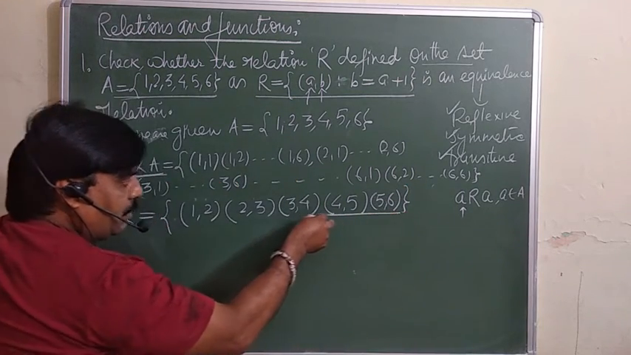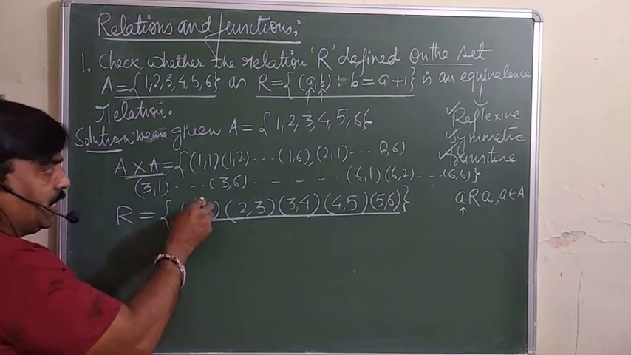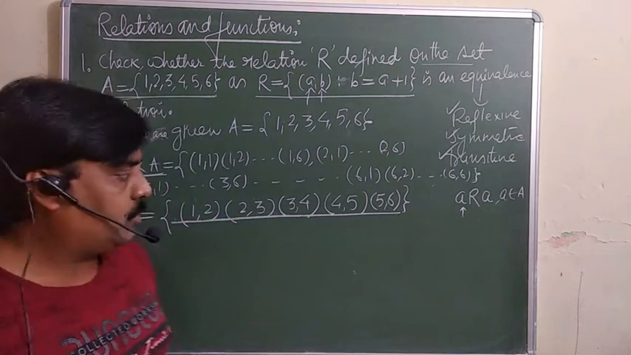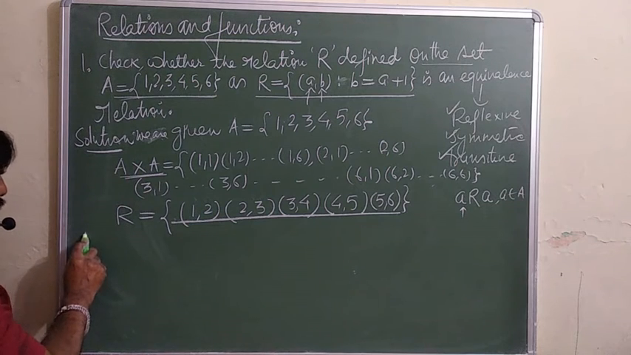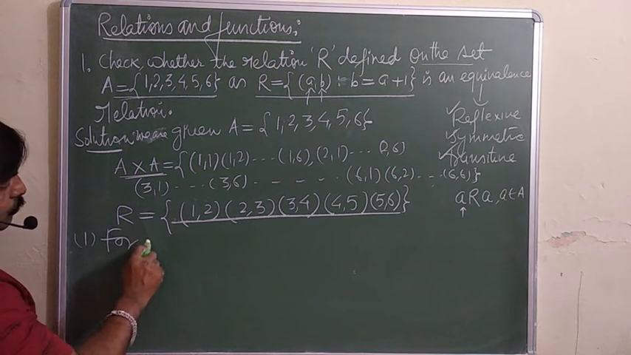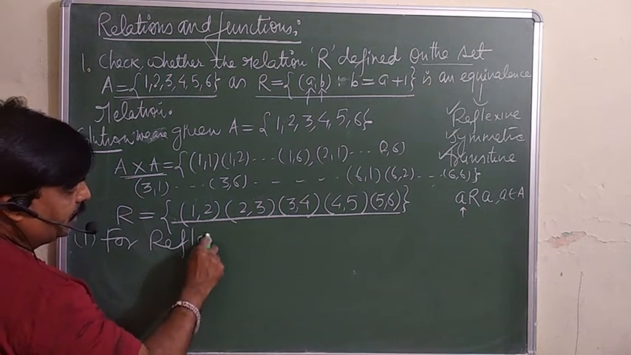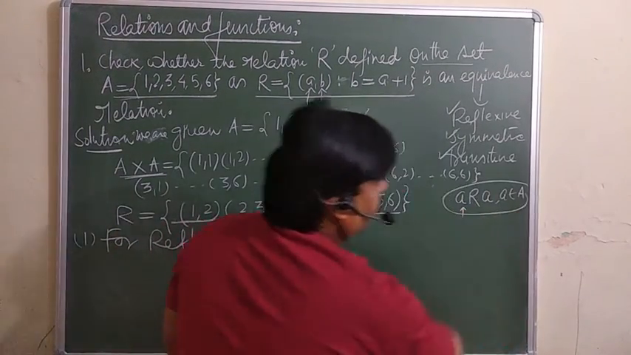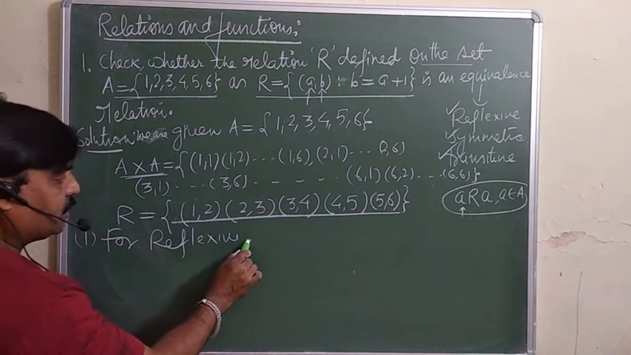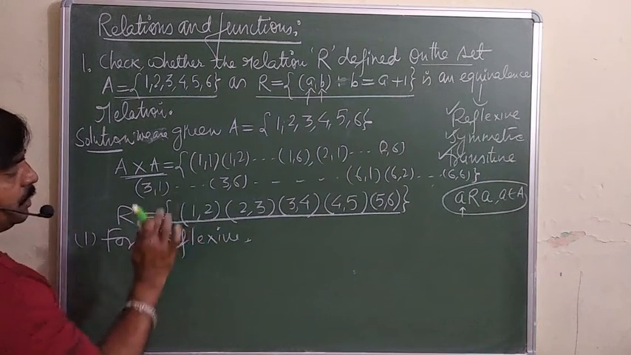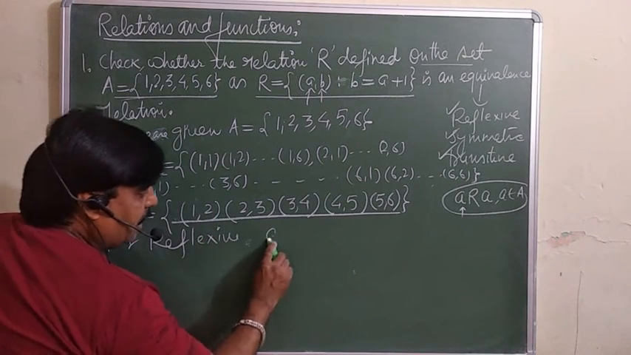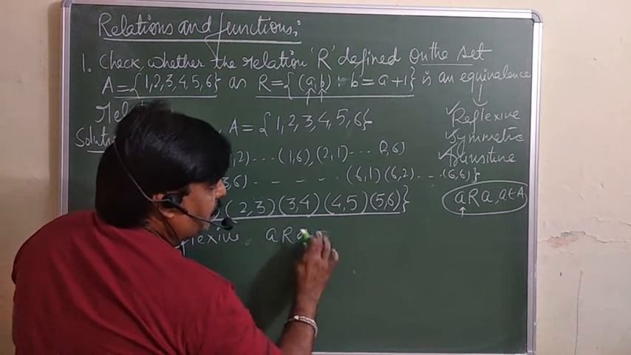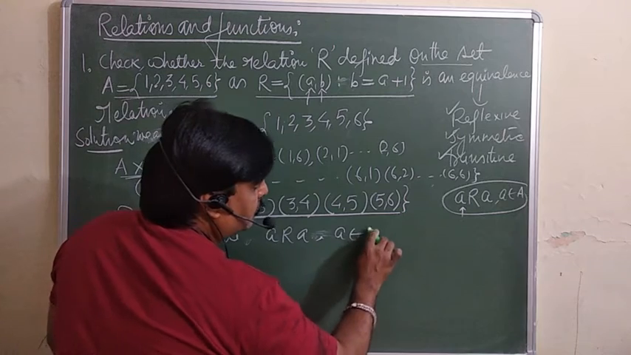Now you are supposed to check. What do we have to do now? We are supposed to check whether this relation is reflexive, symmetric and transitive or not. So now we will check, first for reflexive. See, what is the condition for reflexive? You must check for this ordered pair: a R a, where a belongs to A.